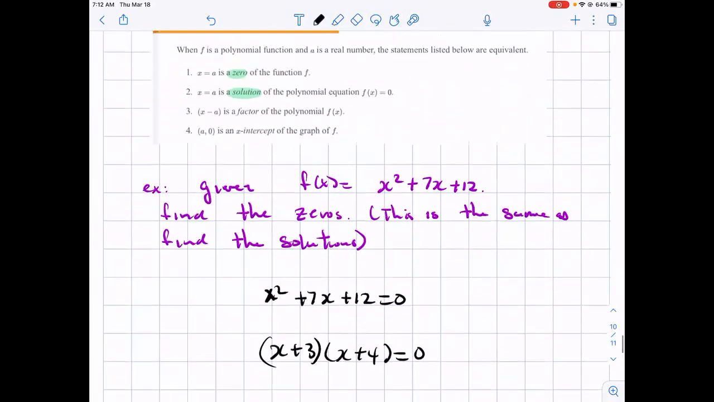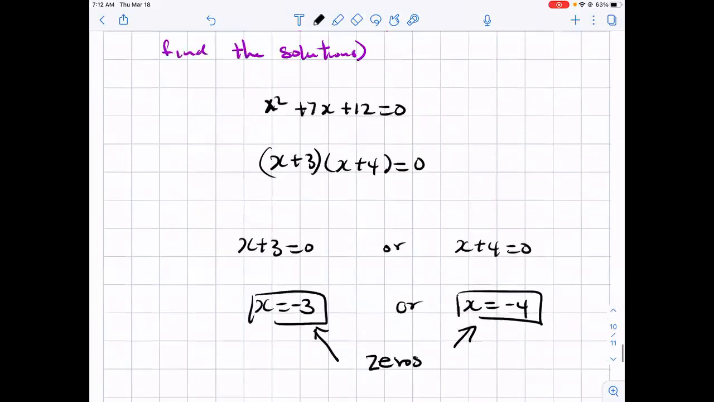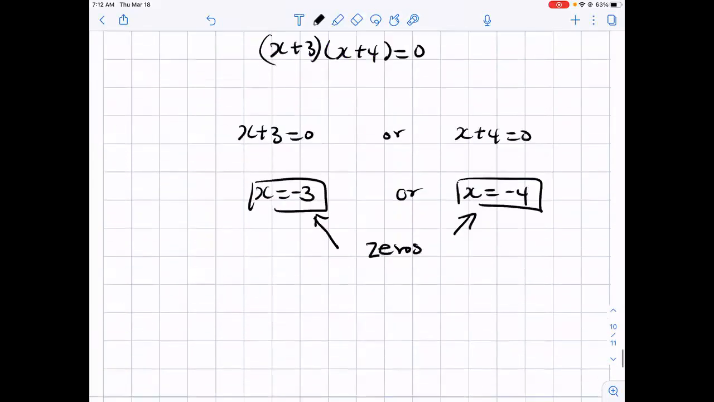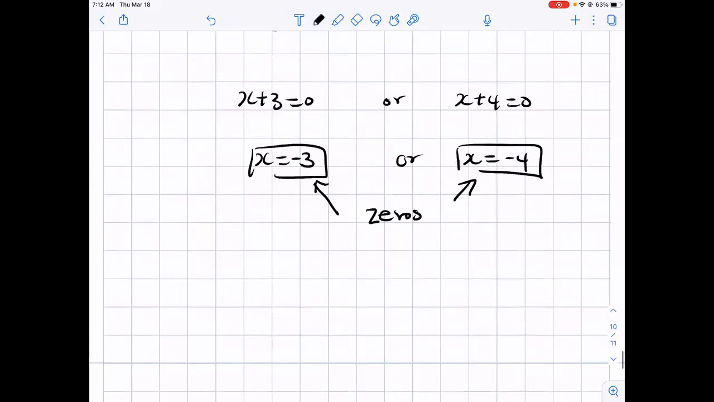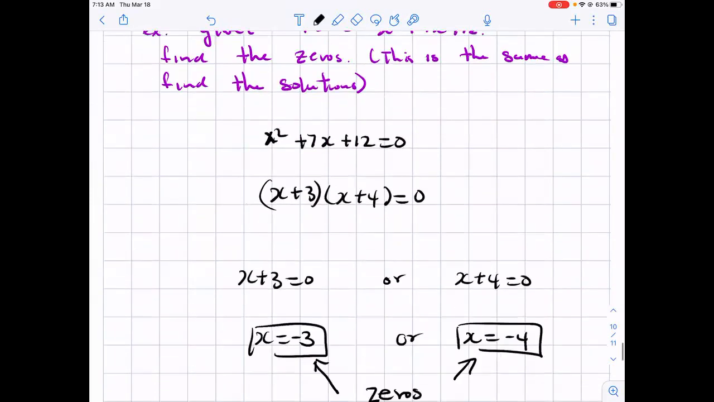So x equal a is a zero of the function. In this case, my a is minus 3 and my a is minus 4. Now, x equal a is also called the zeros or solutions. Now, x minus a is a factor. These things here are called the factors.